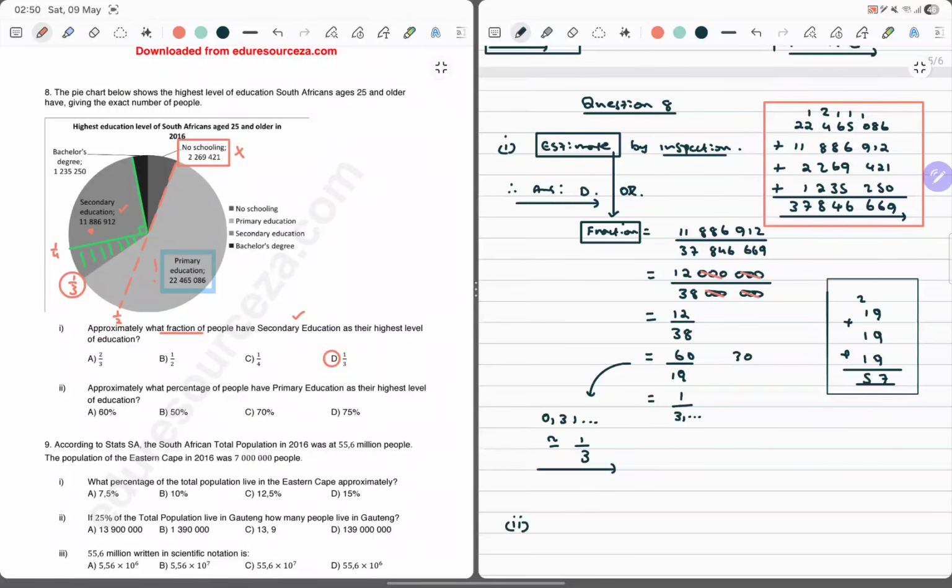Approximately what percentage of people have primary education as their highest level of education.